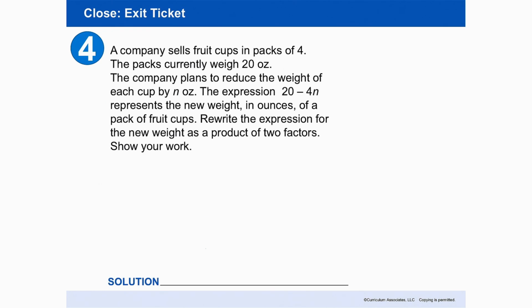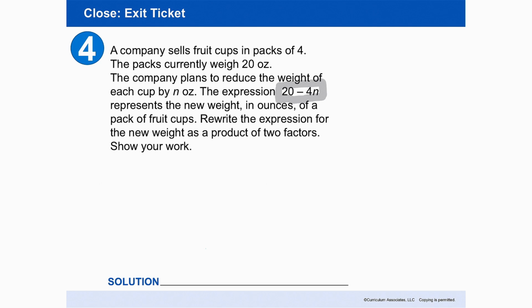All right, number 4. A company sells fruit cups in packs of 4. The packs currently weigh 20 ounces. The company plans to reduce the weight of each cup by n ounces. The expression 20 minus 4n represents the new weight in ounces of a pack of fruit cups. Rewrite the expression for a new weight as a product of two factors. So right here, what we're doing is we're actually looking for the greatest common factor between these two numbers, and then we'll factor it out.